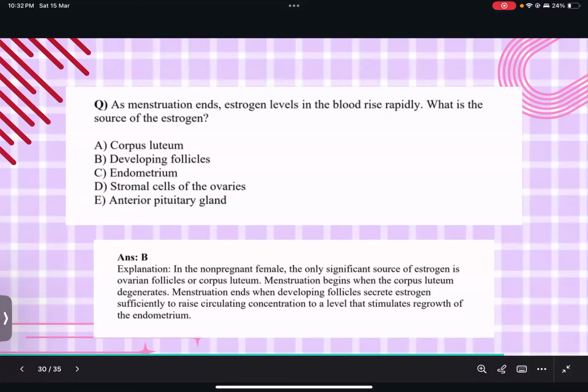You can see in the explanation, it says the corpus luteum is also a source of estrogen, because, I'm repeating this again, it's composed of cholesterol, which turns into progesterone, which might turn into estrogen, right? But you have to focus on the question here. It says as the menstruation ends. When the menstruation ends, the developing follicles are what is secreting estrogen. When the menstruation begins, it's the corpus luteum degenerating that is secreting the estrogen. Okay.